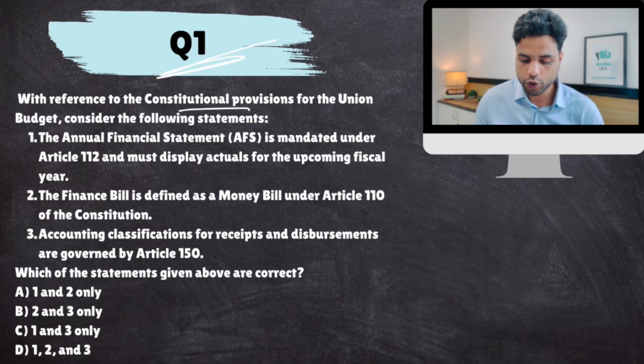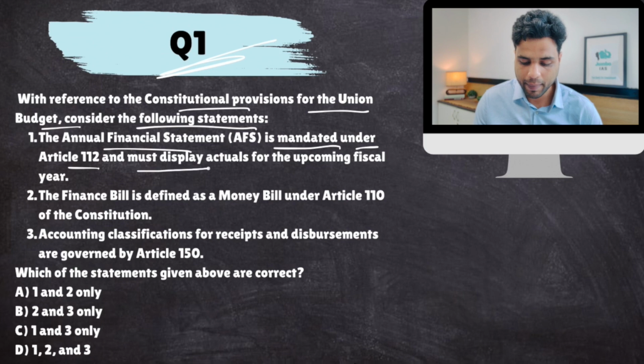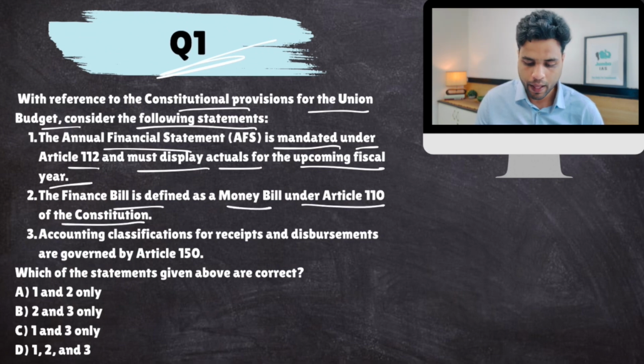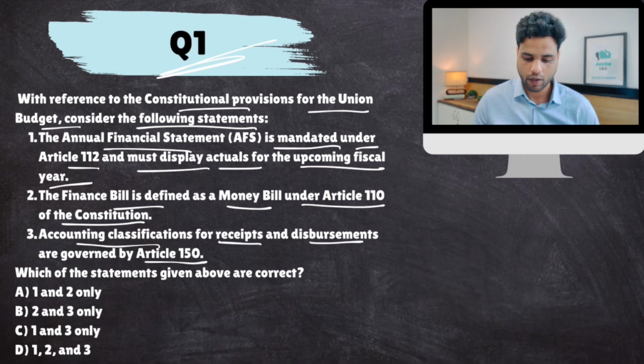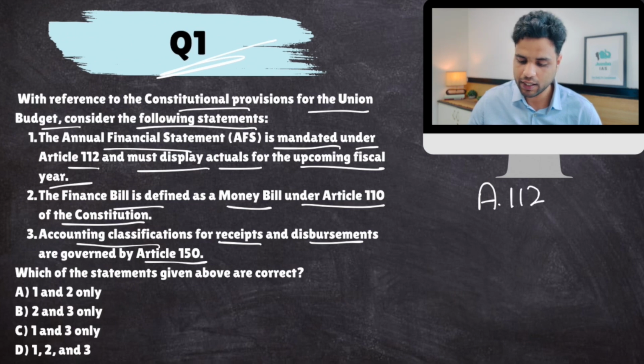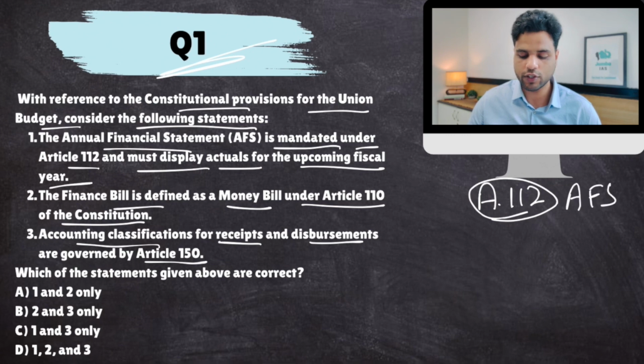With reference to constitutional provisions for the Union Budget, consider the following statements. The annual financial statement is mandated under Article 112 and must display actuals for the upcoming fiscal year. The Finance Bill is defined as a money bill under Article 110 of the Constitution. Accounting classification for receipts and disbursements is governed by Article 150. Now, the budget is constitutionally mandated under Article 112, and Article 112 uses the term annual financial statement instead of budget.